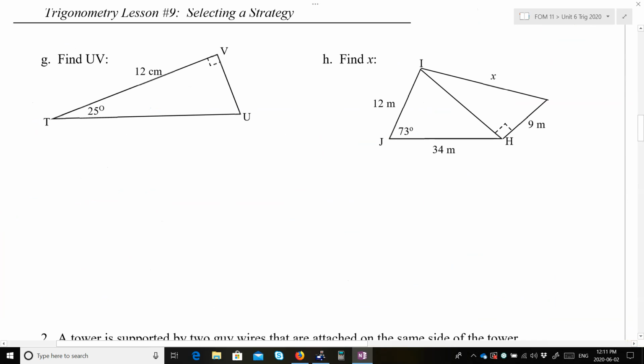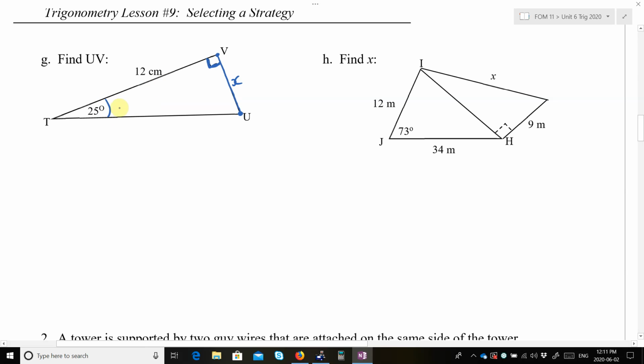Okay, letter G, find UV. So they want us to find this side. We could call it x. Hey, we have a 90-degree triangle, so that means I could do Pythagoras possibly or SOHCAHTOA. Pythagoras is only good if you know 2 of the 3 sides, and we only know 1. We know a side and an angle, so that's SOHCAHTOA.